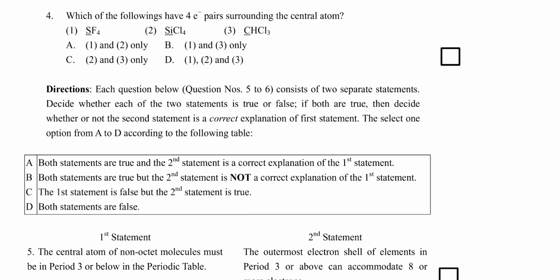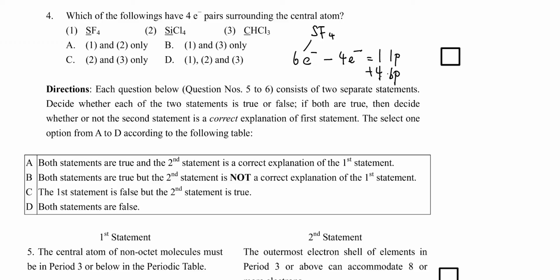For SF4, originally S has 6 electrons. Using 4 electrons to have the bonding, so at last you have 1 lone pair plus 4 bond pairs.